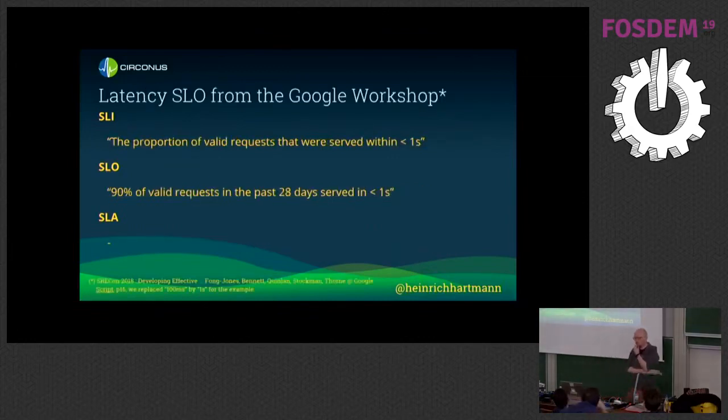So here's an example of a latency SLO, which was used in precisely this way in an SREcon workshop I attended last year. The SLI was the proportion of wallet requests that were served within a second. So this is a metric. You do that every minute. And then the SLO was 90% of the wallet requests in the past 28 days. So over 28 days, a long period of time, were served within 1 second.